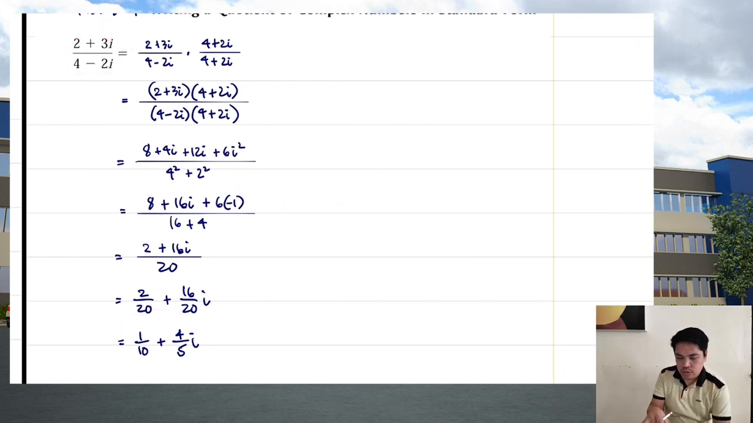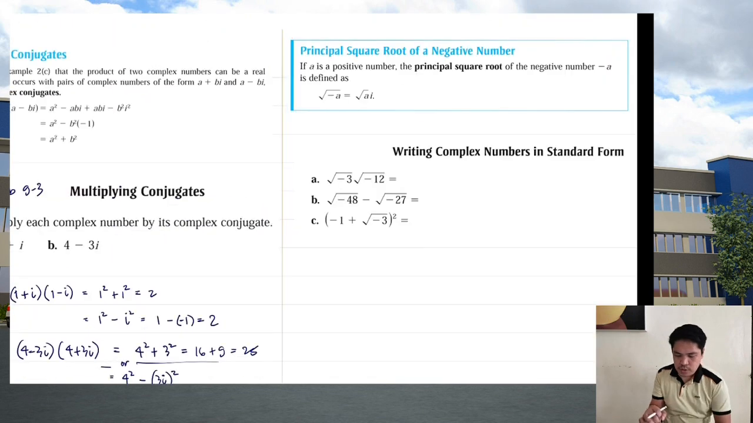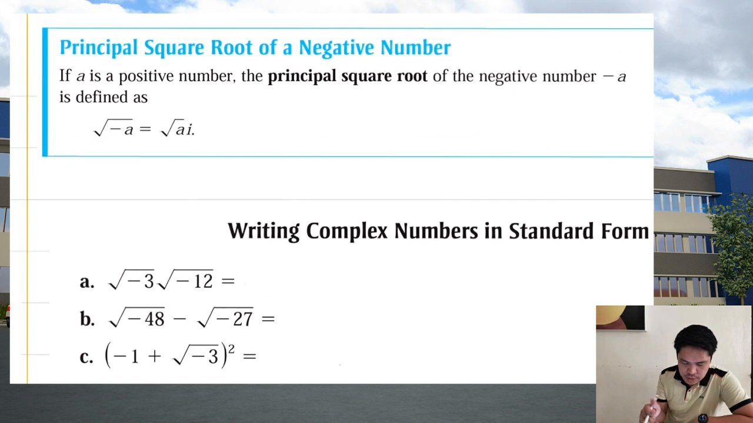Now let's take a look at another definition. Principal square root of a negative number. If a is a positive number, the principal square root of the negative number, negative a, is defined as square root of negative a is just equal to i square root of a. Notice na yung i should be outside the radical. Or simply, we just extracted negative 1 from the radical sign.